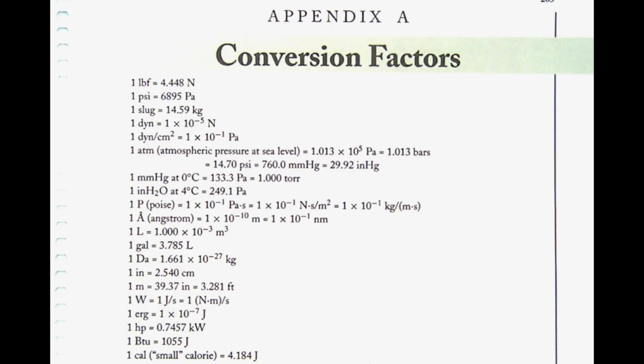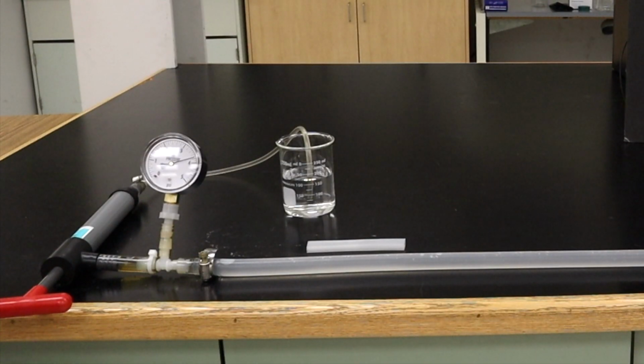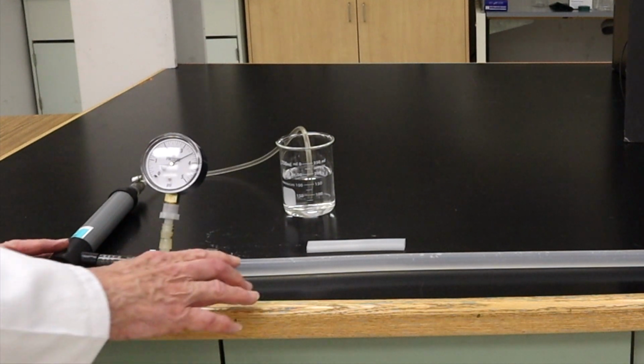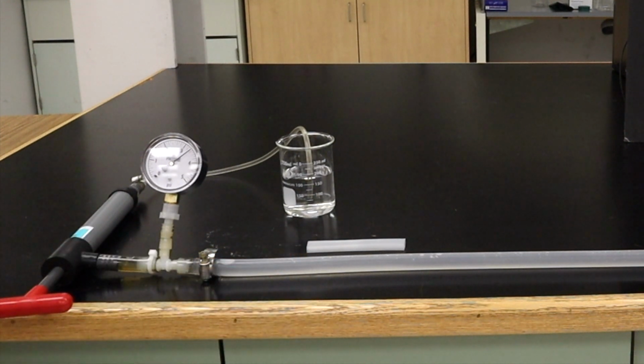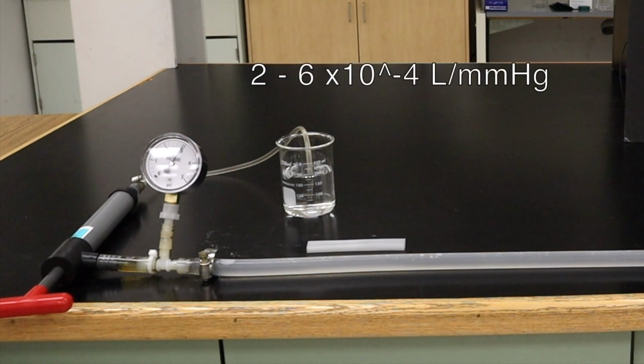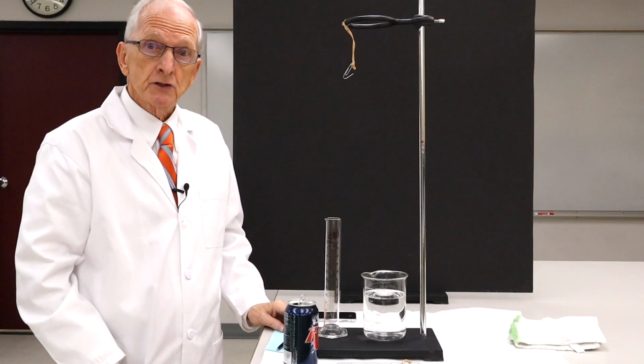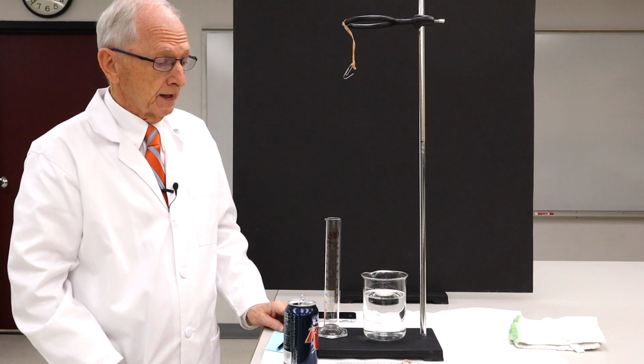You'll have to convert the 5 psi to clinical units of millimeters of mercury. And from all those numbers, you'll be able to calculate the compliance of this artificial vein. You should get a number that's between 2 to 6 times 10 to the minus 4 liters per millimeter of mercury. Now let's do the Hooke's law portion of this lab.